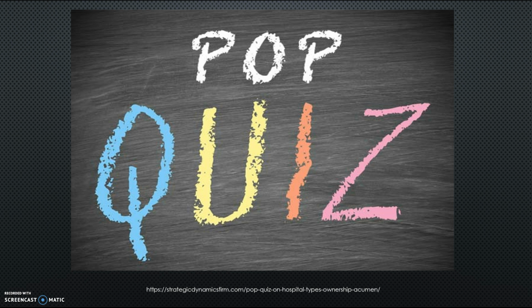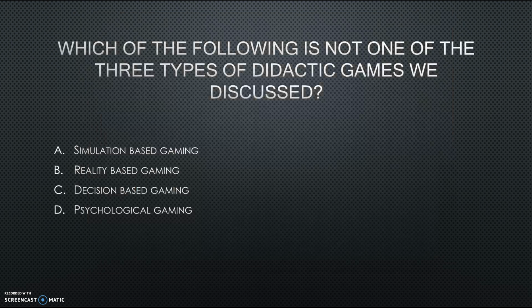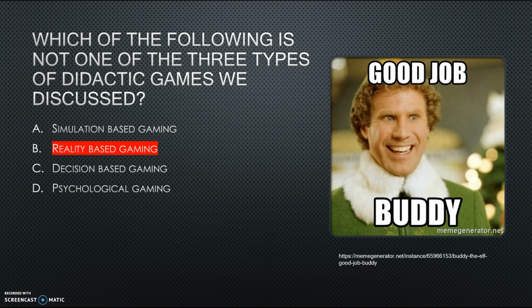So pop quiz. Which of the following is not one of the 3 types of didactic gaming that we discussed? A, simulation-based gaming, B, reality-based gaming, C, decision-based gaming, or D, psychological gaming? And the answer is B, reality-based gaming. You can almost lump that in with a lot of the things that we talked about, but it's not by itself one of the didactic games that we talked about. So if you got it right, good job, buddy.